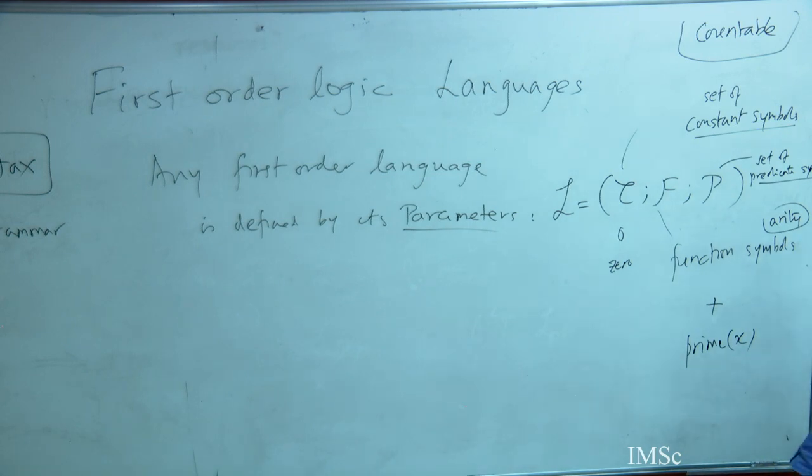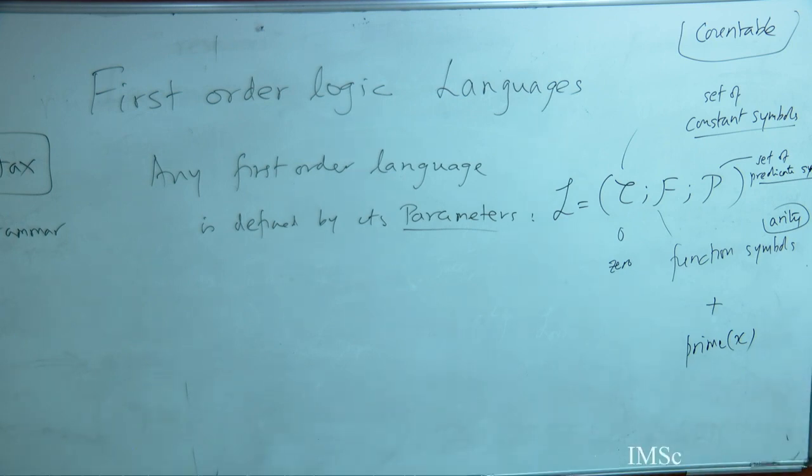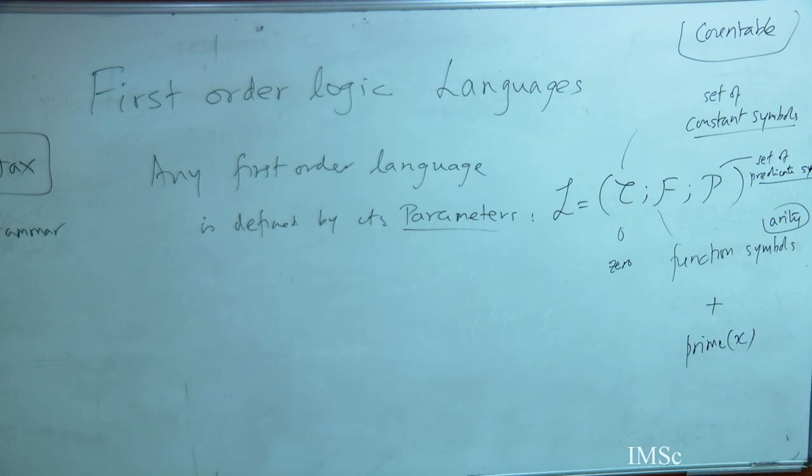Sir, don't we need variables? Of course we need variables, yes. Because I've been saying x, y and so on. They are not there yet, but they are not parameters. Right now I'm describing parameters.